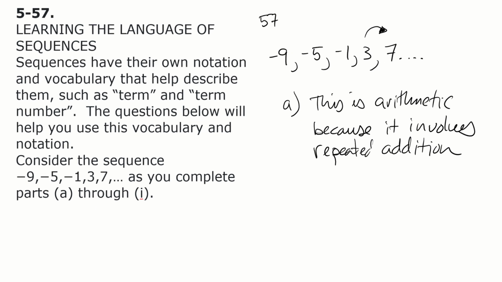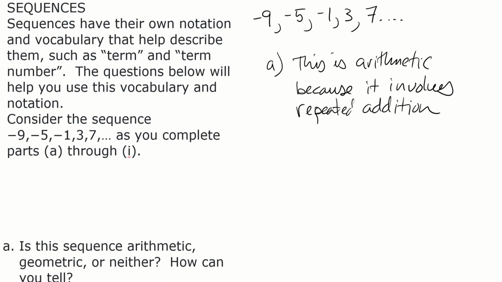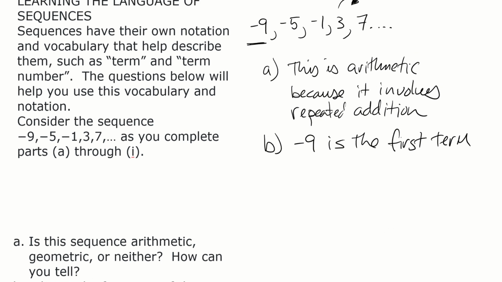Let's go down to question B. Still the same sequence. It asks, what is the first term of this sequence? The first term of this sequence is the number -9. So I'm going to write that -9 is the first term. If you're presented with a sequence, you can tell me what the first term is, and you should be able to identify if it's arithmetic or geometric.